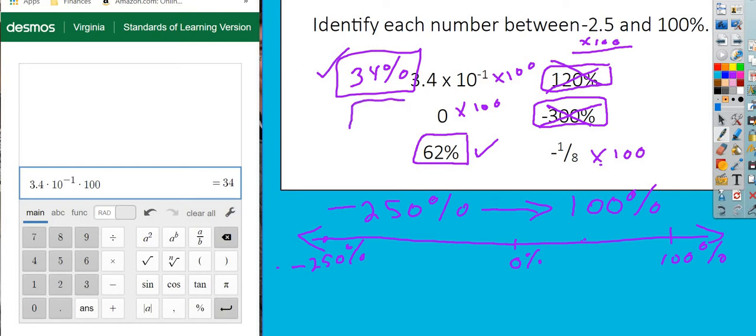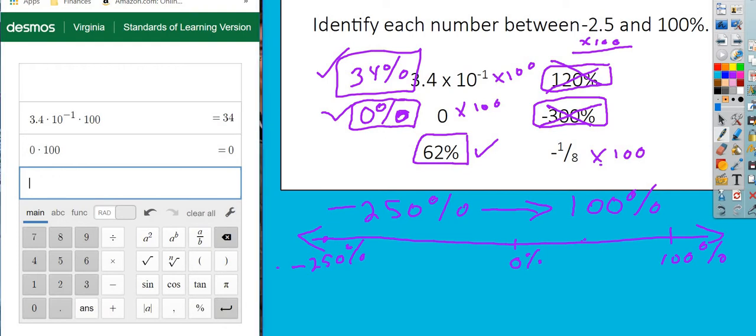The next thing I'm going to do is multiply 0 times 100. We know that gives us 0, so that is 0%. Is 0% between negative 250% and 100%? It is. So we've got 3 answers so far.